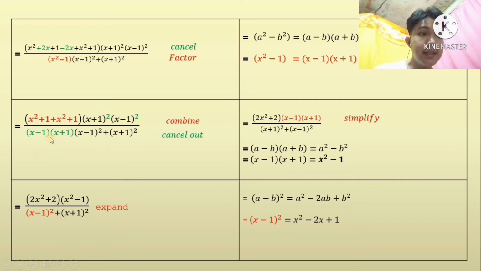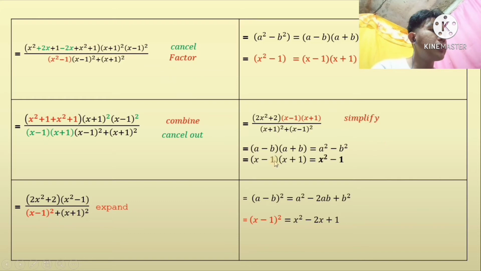So our equation will be this. And so combine like terms, x squared plus x squared and 1 plus 1, so it will become 2x squared plus 1. So then divide the square root of x plus 1 times the square root of x minus 1 divided by x minus 1 times x minus 1. So it will become x plus 1 times x plus 1, x minus 1. Our equation will be 2x squared plus 2 times x minus 1 times x plus 1 over the square root of x minus 1 plus the square root of x minus 1. So simplify to this expression.